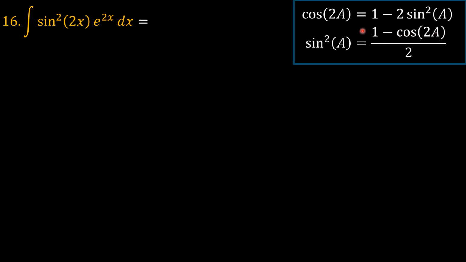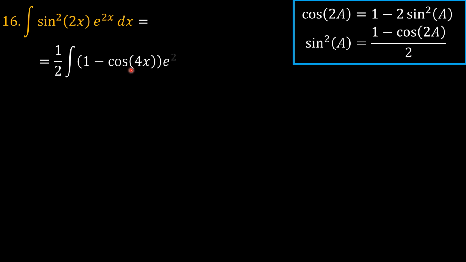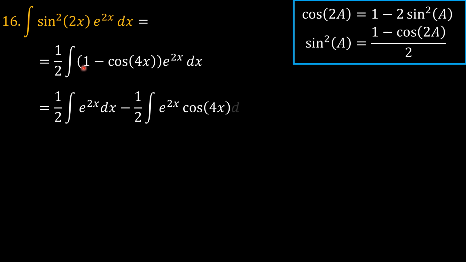So if we use that expression, we can come back and plug that in, so that now we have a half, this half here being pulled out, 1 minus cosine of 4x, twice the 2x obviously there, times e to the power 2x. And so we can now go ahead and say, okay, that's the same as the half times the integral of e to the power 2x, when you multiply this e to the power 2x times 1, minus a half of e to the power 2x integrated times cosine 4x.